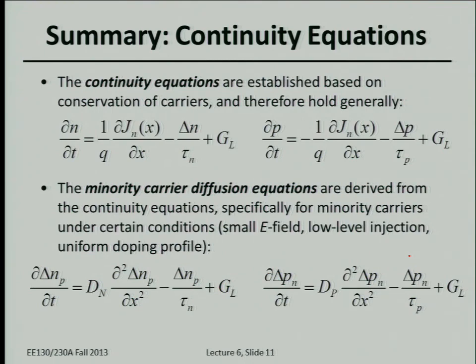Okay, so the key thing to remember from the previous couple of lectures is that drift current is proportional to the concentration of carriers, but diffusion current is proportional to the concentration gradient of carriers. So diffusion current can actually be significant even if the carrier concentration is small. That's the case for minority carriers. And so minority carrier diffusion equations are just a special case of the continuity equation.